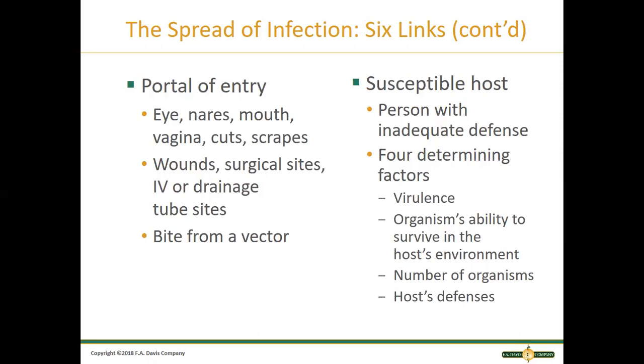Who is a susceptible host? That can be a person with an inadequate defense, someone who has low white blood counts, someone who's very ill. Those are inadequate defenses. There are 4 determining factors: the virulence of the disease, the organism's ability to survive in the host's environment. A lot of times they like warm and dark. The number of organisms that are present, and then the host's defenses. And again, what's their white blood count look like? Overall general health, how are they?